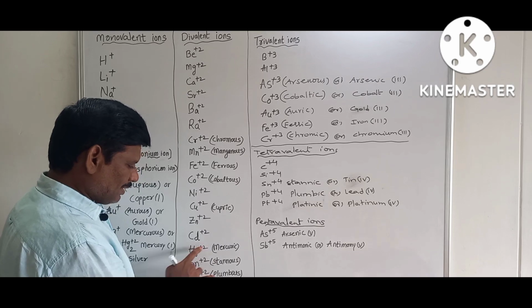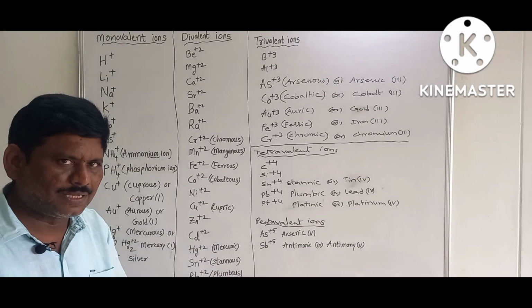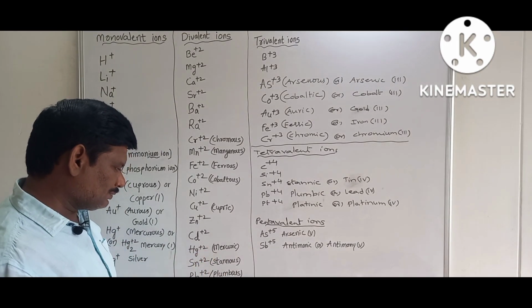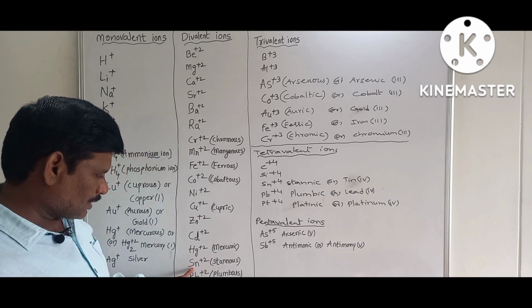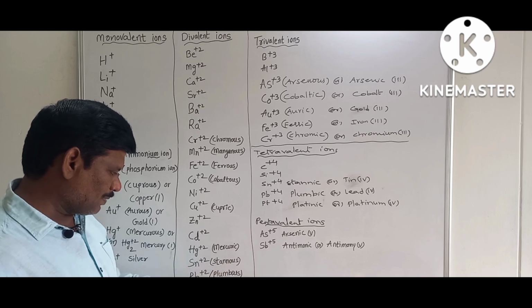Mercury having plus 1 oxidation state, plus 2 oxidation state. Plus 1 oxidation state mercurous, plus 2 oxidation state mercuric, or another one mercury 2. Next one, here Sn plus 2 stannous, Pb plus 2 plumbous.